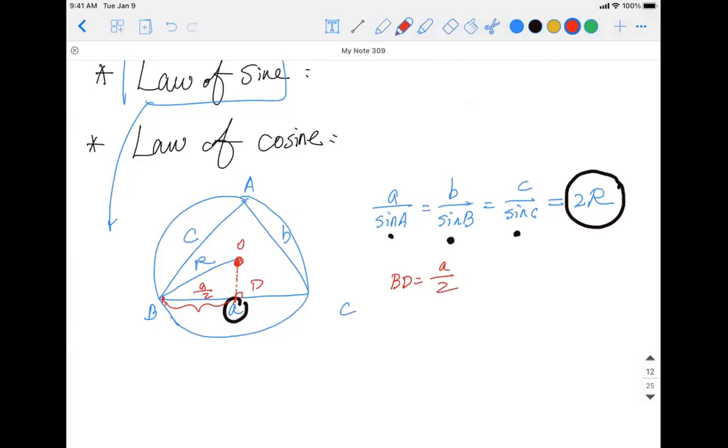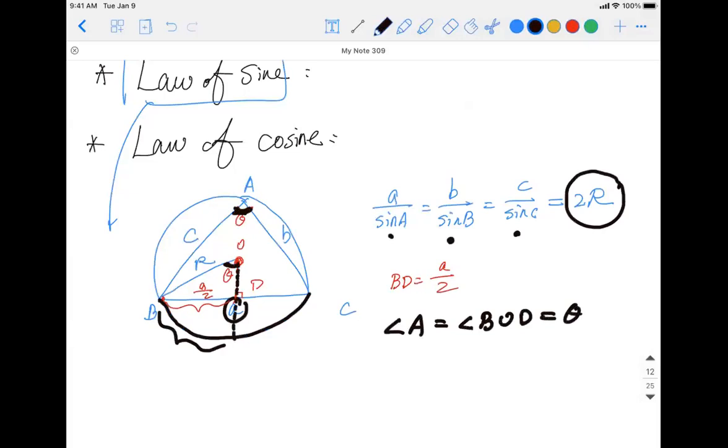So let's have a quick look. If this angle is theta, this one is also theta. Do you guys follow me? We just need a quick knowledge from our circle part. If this angle is theta, this is the inscribed angle facing the arc, and this one is the central angle facing half of the arc. So you would have angle A equal to angle BOD equals theta. Can I have some feedback? Yes or no? Okay, a student said no, they don't understand.